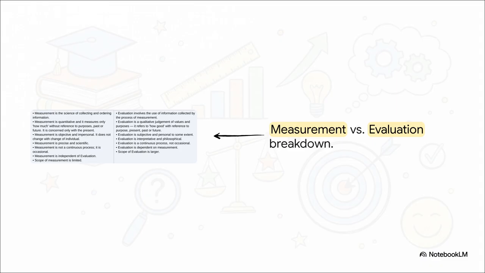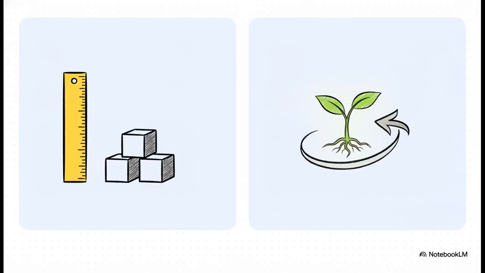Honestly, it's almost like comparing a calculator to a compass. So the crucial takeaway here is that measurement asks how much, while evaluation asks how good. Measurement is locked entirely in the present moment. It literally only cares that you got 8 out of 10 math problems right at 9 a.m. on a Tuesday. Evaluation, though, that's a much larger story.